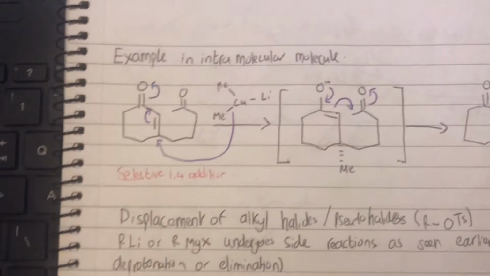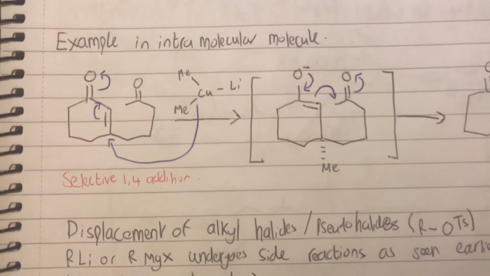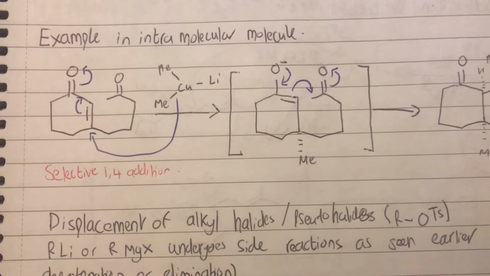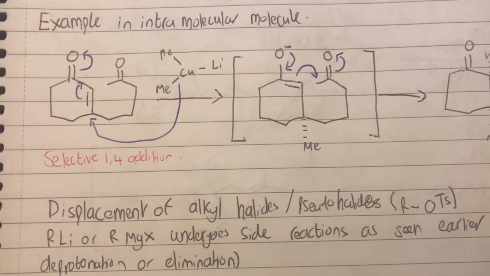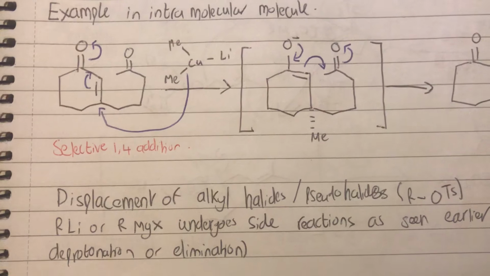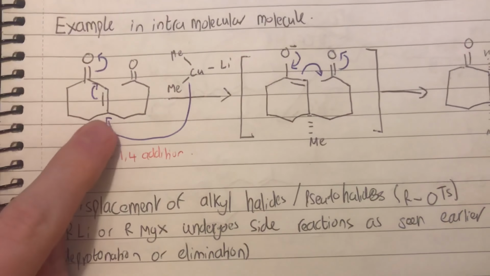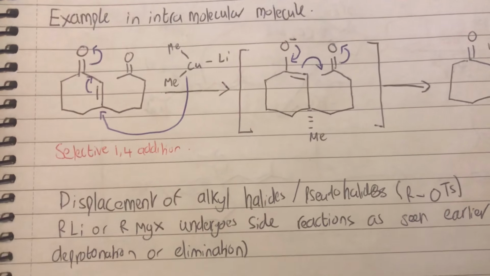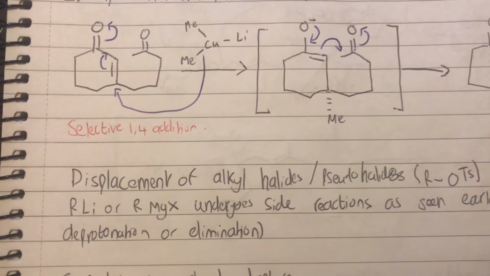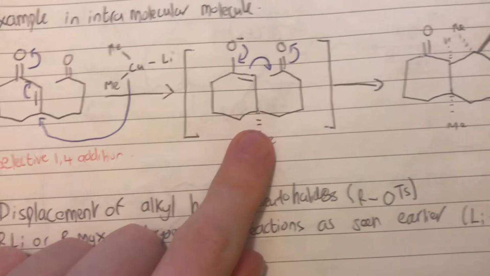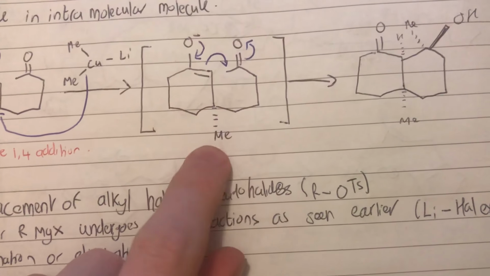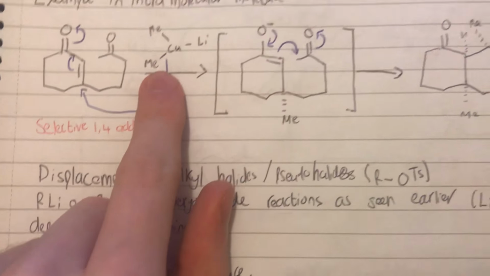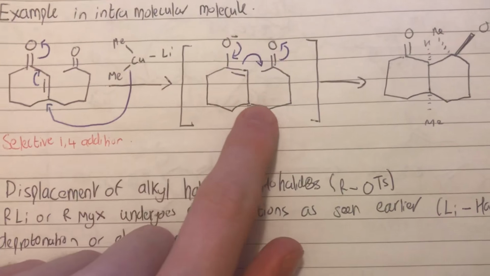Here's another example for an intramolecular molecule. So this is in a molecule that's already combined, sort of thing. Obviously, this can be any form of alkene here. It doesn't have to be cyclic. But the same thing happens again. It goes 1-4. We form this. As you can see, nothing really changes there. We've got the methyl group, obviously, that came from our organocuprate.